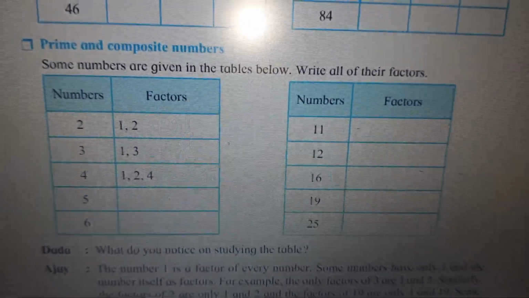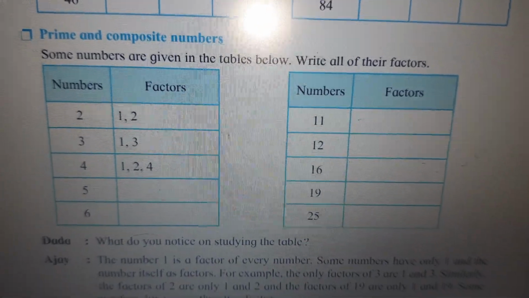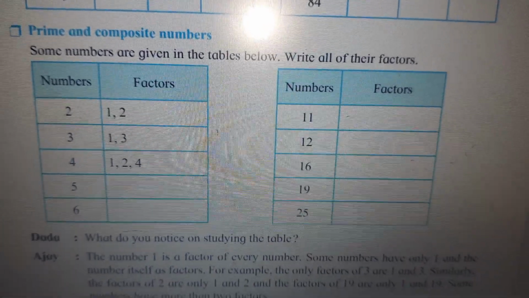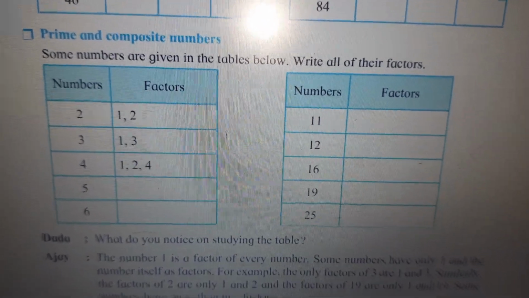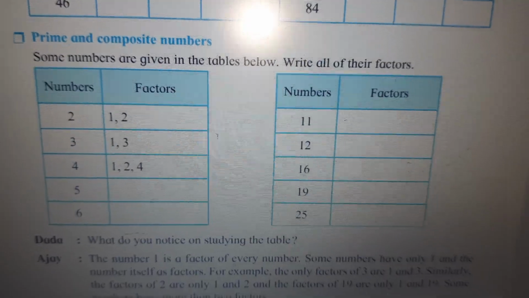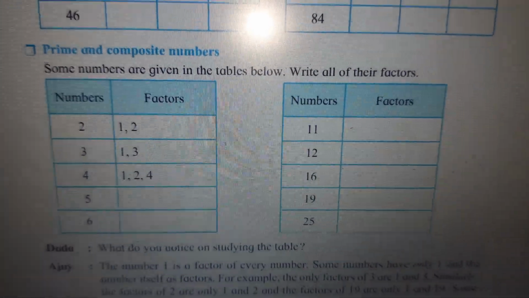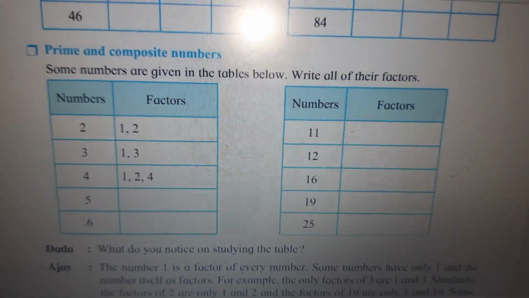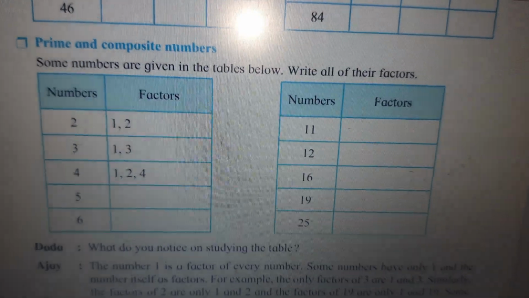Now we come to a new topic, prime and composite numbers. What are prime numbers? In short, the number that has got 1 and itself as factor, children. So any number that has 1 and itself as factors, that number is a prime number. Okay? We will understand better with another method called Eratosthenes method.